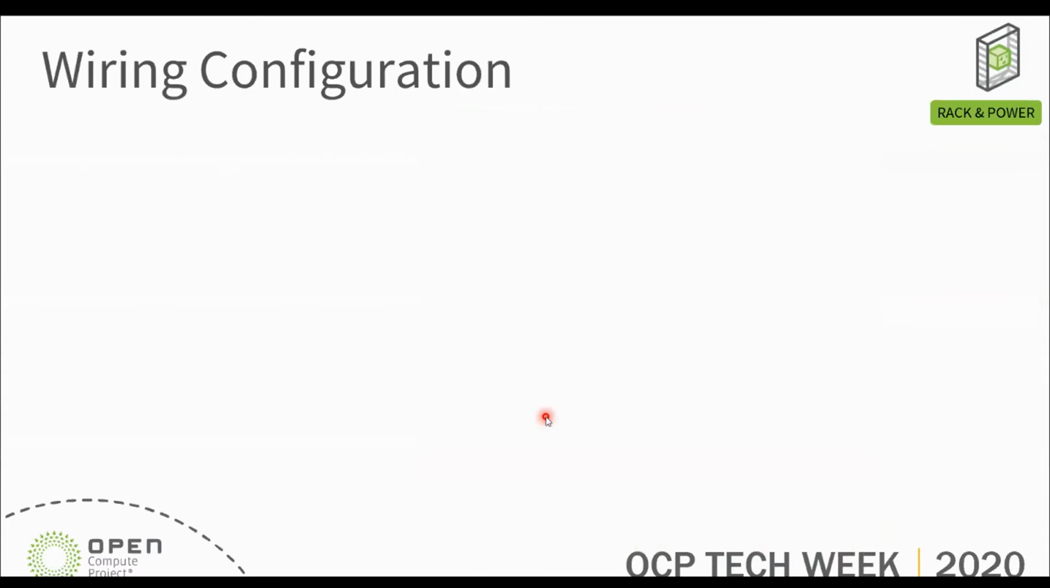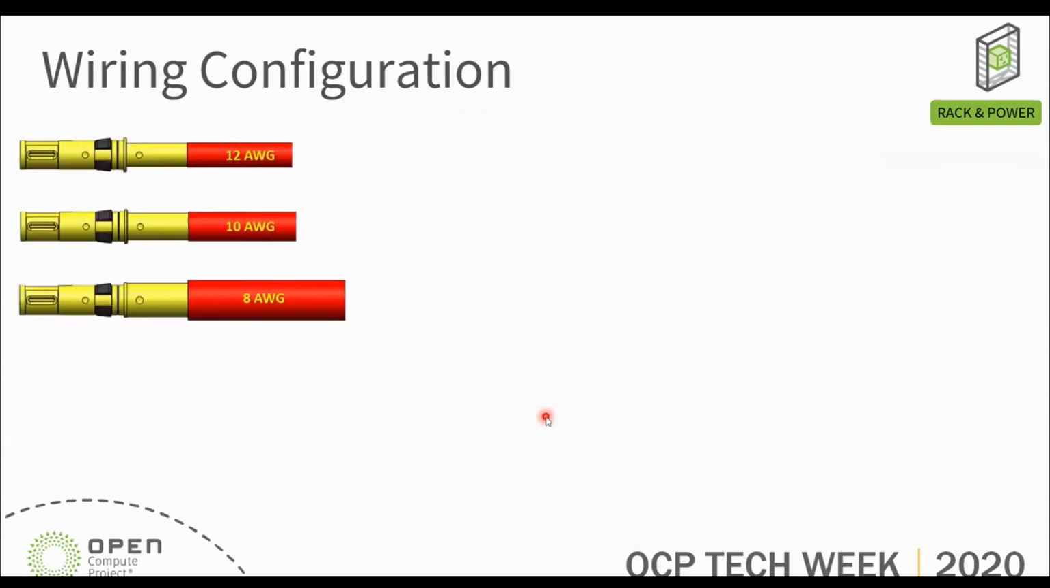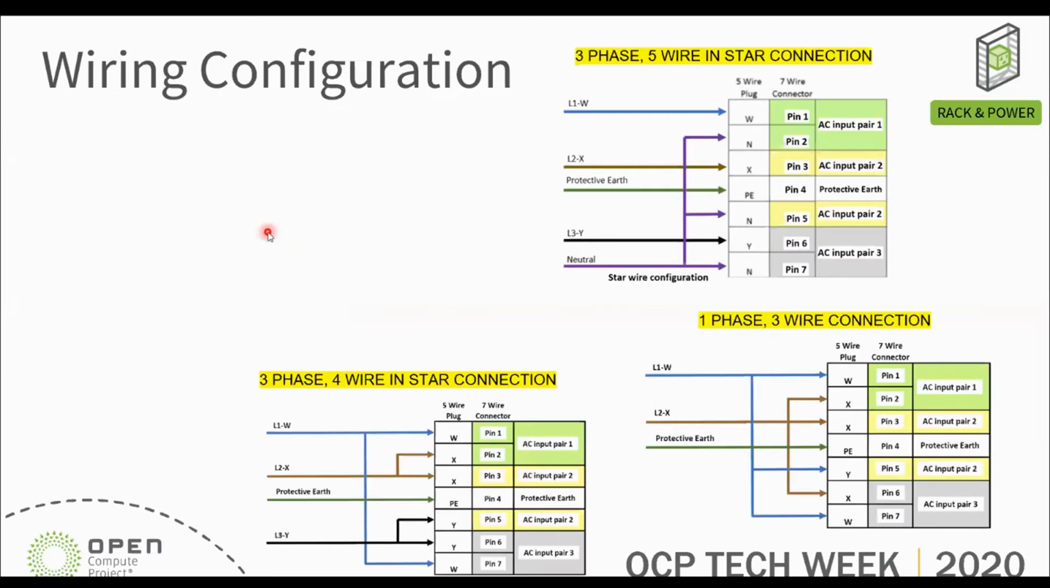So then, let's see one by one the wiring configuration. As I told you just now, more requests came in. Initially we had in the spec for the connector the 12 AWG version for the car wires, and then we added a 10, and then we added 8. So if somebody wants to use it to the max level of the connector design. And this is the wiring configuration.